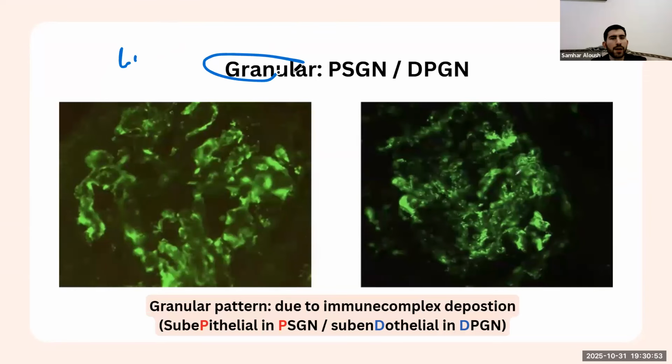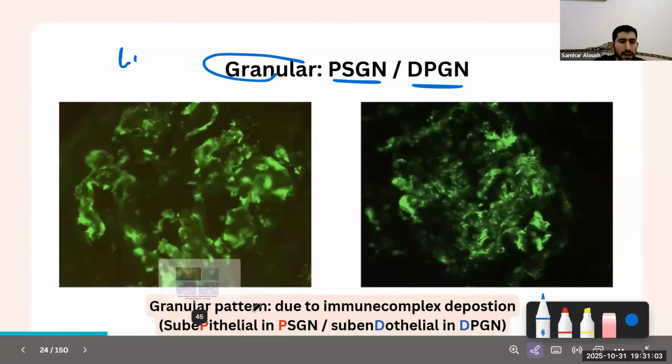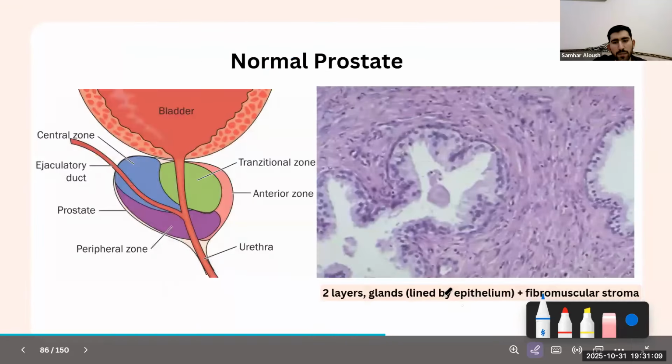Then we have the granular. Granular, we already discussed them, which is PSGN and DPGN. Post-streptococcal glomerulonephritis and diffuse proliferative glomerulonephritis. And as we said, if it's subepithelial, it's PSGN. If it's subendothelial, it's DPGN.